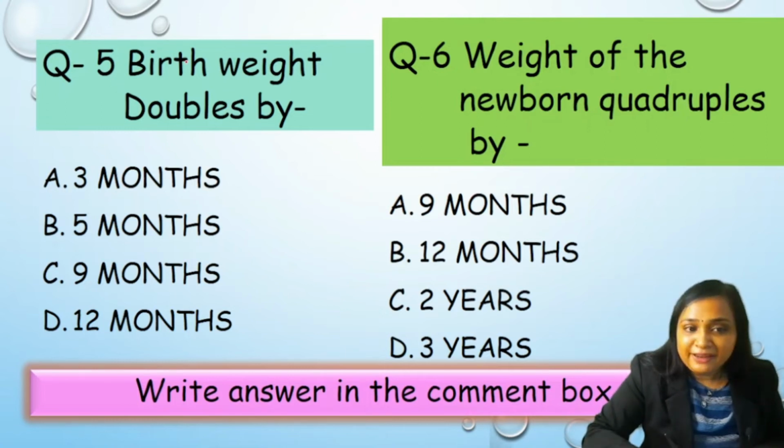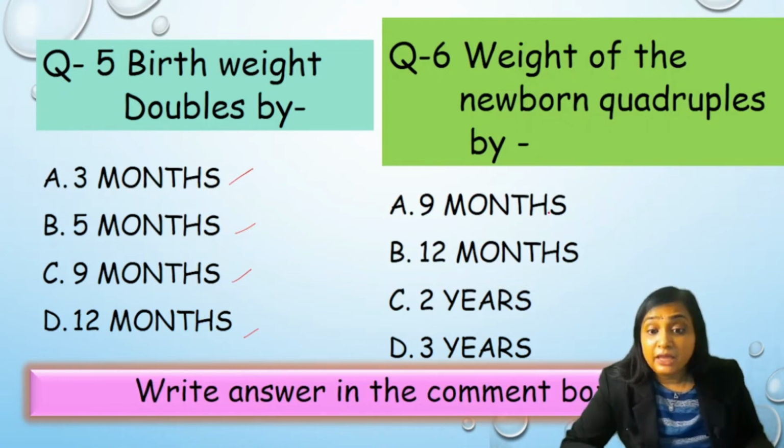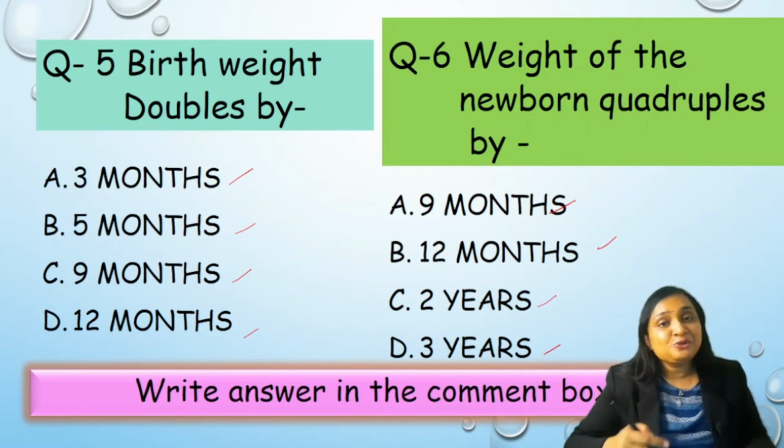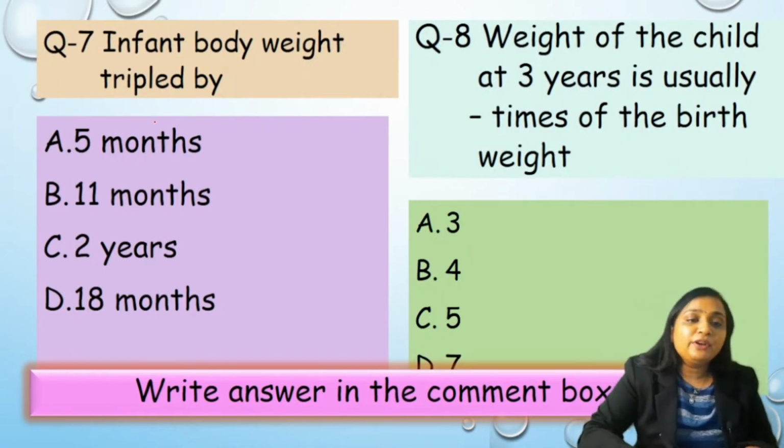Question number 5. Birth weight doubles by, your options are A 3 months, B 5 months, C 9 months or D 12 months. Question number 6. Weight of the newborn quadruples by A 9 months, B 12 months, C 2 years or D 3 years. I suggest please do write in the comment box or in the copy. Question number 7. Infant body weight triples by age of A 5 months, B 11 months, C 2 years or D 18 months.